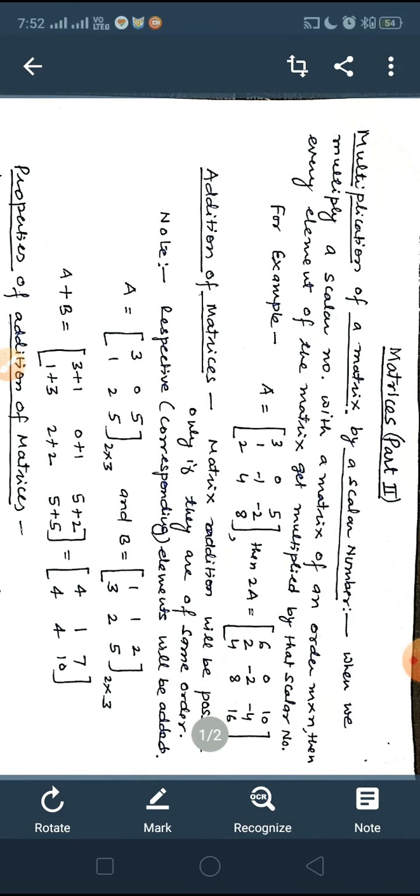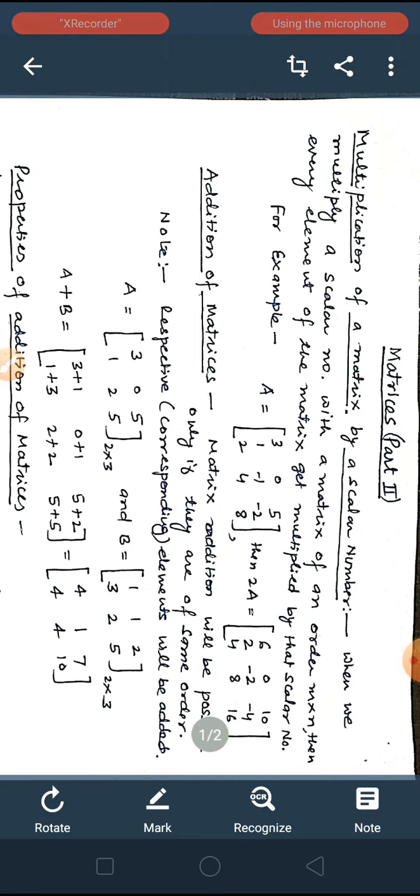Today I am with Matrices Part II, our first topic: multiplication of a matrix by a scalar number. Here scalar means any number, any real number actually. So have a look on this topic.